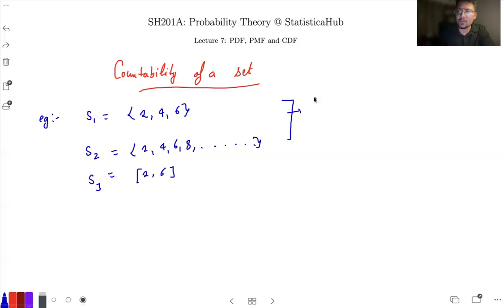These two sets are countable. And how do we know that these two sets are countable? And this set will be uncountable. So we will understand how we define these as countable or uncountable.